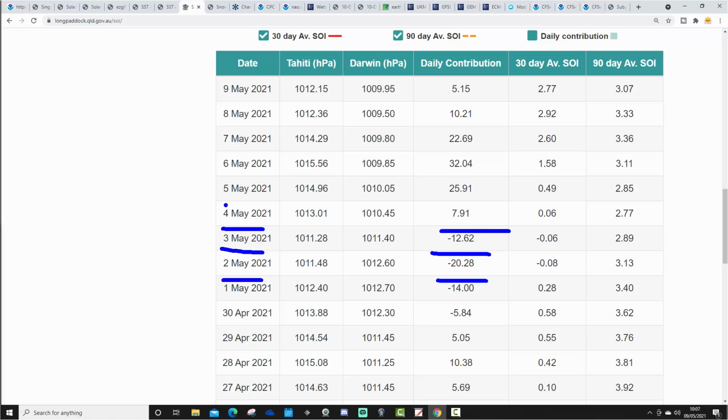But then we go very positive. 4th of May, we go to plus 7. 5th of May, we go to plus 25. 6th of May, we go to plus 32. That's extremely reflective of a La Nina type atmospheric setup.